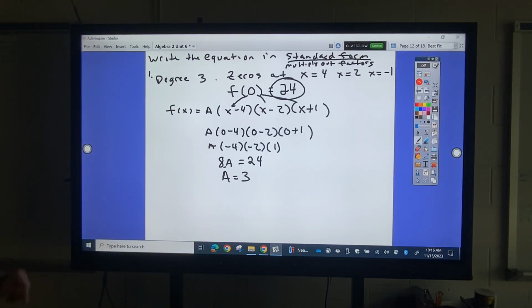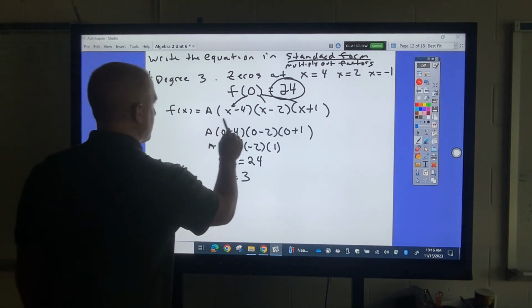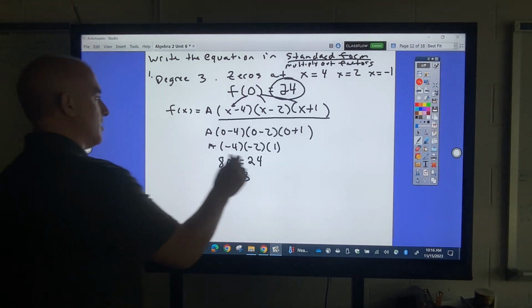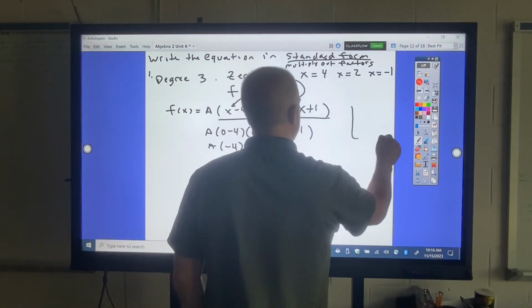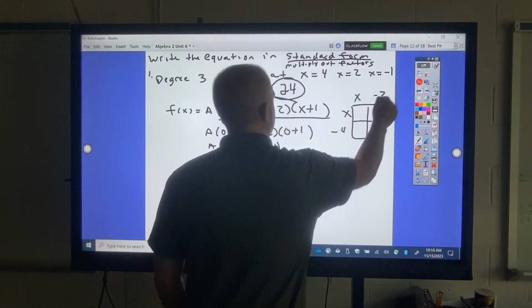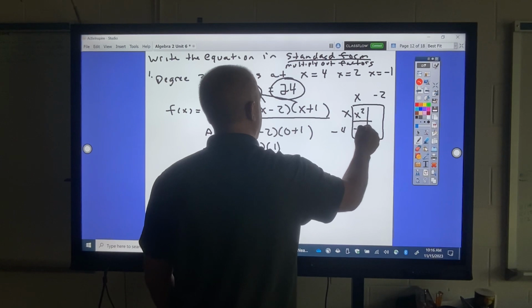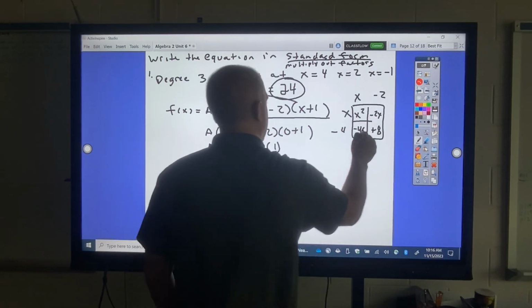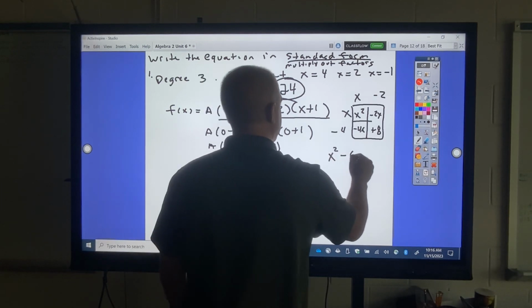Now I'm going to hold on to that for a second. Now, what I want to do is multiply these factors out. That's what standard form means. I'm going to show you a fast way to do that. So we're going to do a box first with the first 2. You can do it in any order, it doesn't matter. This is going to be x squared minus 4x minus 2x plus 8. And that's going to combine to x squared minus 6x plus 8.